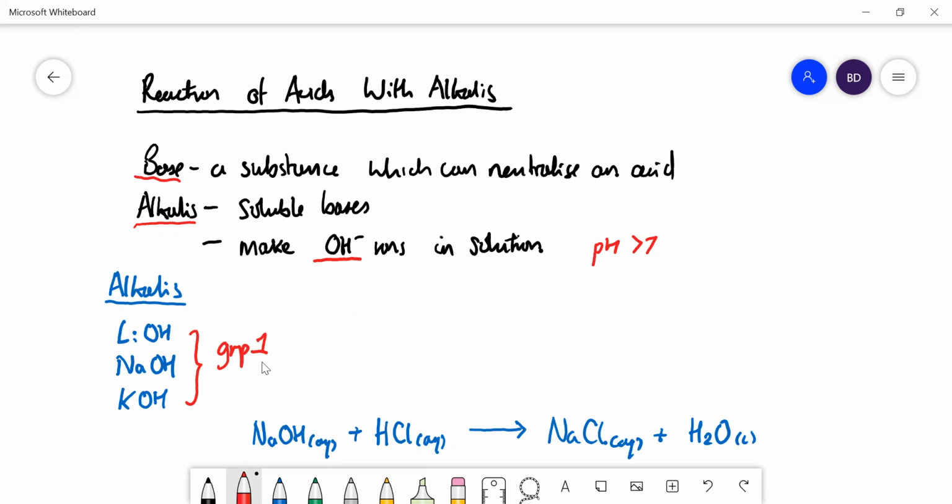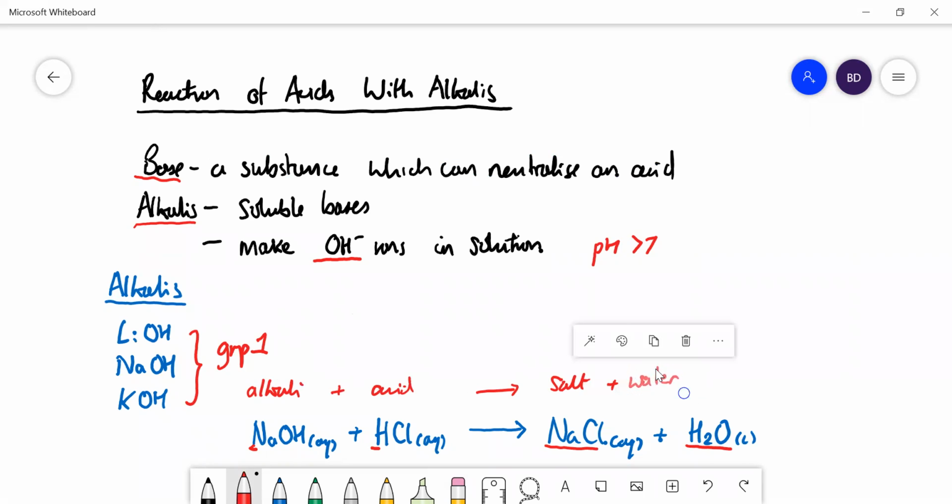Okay, so let's have a look at this equation. We've got sodium hydroxide plus hydrochloric acid gives you sodium chloride and water. So quite often the general equation would be alkali plus acid gives you a salt and water, and that's a neutralization reaction. But let's have a bit of a closer look at what's happening there.